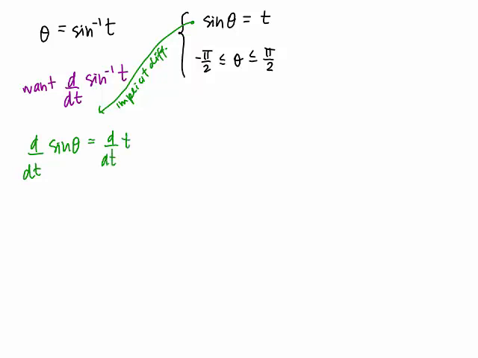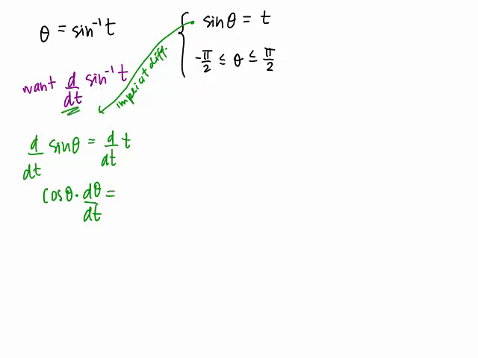So that's just sine theta equals t. We know that to be true because we just defined it from inverse sine. And we can take an implicit derivative. The derivative of sine is cosine. The derivative of theta is d theta dt. That's the thing we wanted, right?